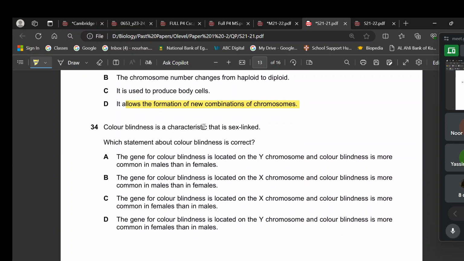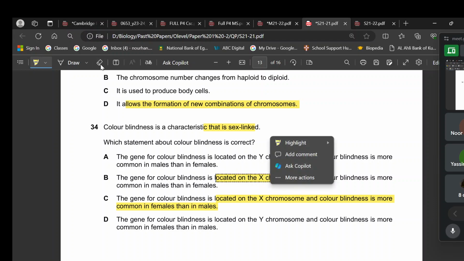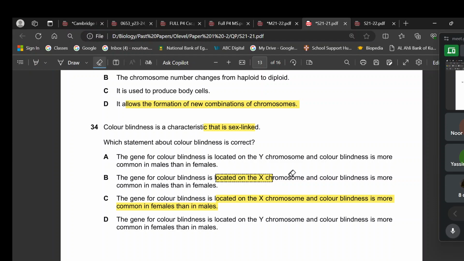Color blindness is sex-linked. What is the meaning of sex-linked? What is correct about it? It is located on the Y chromosome. No. It's not on the Y, it's on the X. Located on the X. So I will exclude A and D, sorry. Let's check then. Located on the X chromosome, more common in males than in females. Yes, it is more common in males than in females. Then it will be B. The answer will be B.